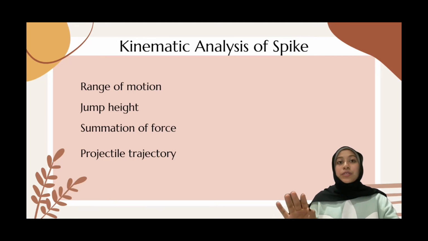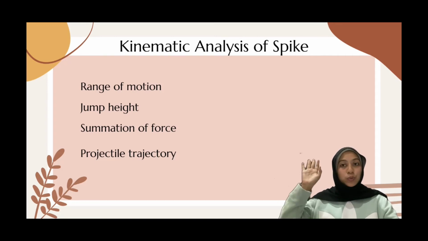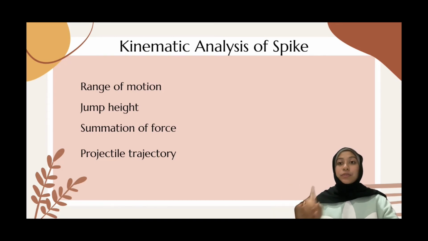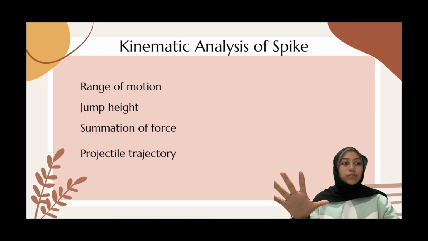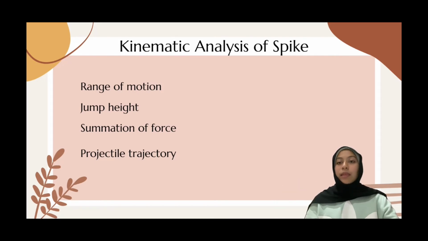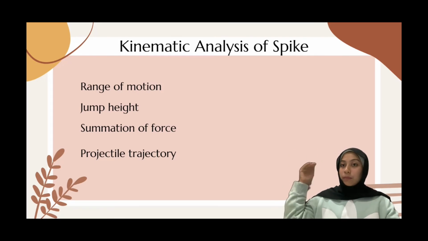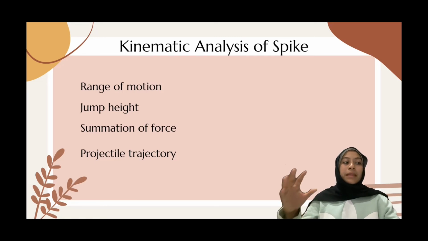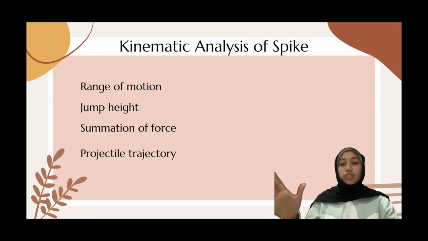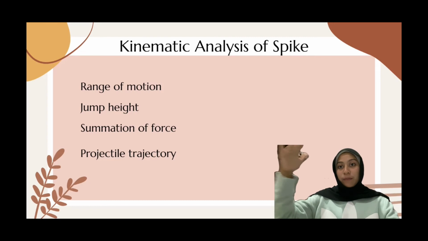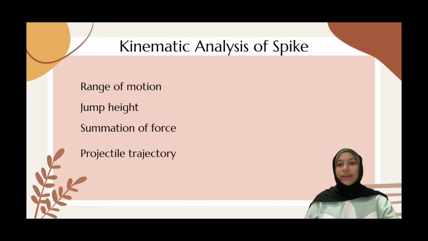And lastly, projectile trajectory. The motion of the ball spiked to the opponent is a projectile trajectory. The volleyball always travels in a parabolic path while doing this spike, and how the ball acts depends on the range of motion, force, angle, and height of jump as well. So I think that's all from me.